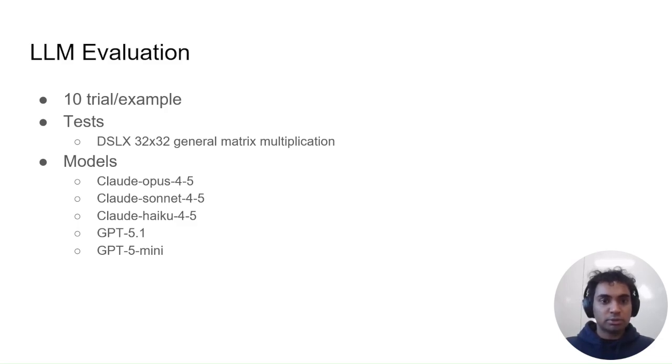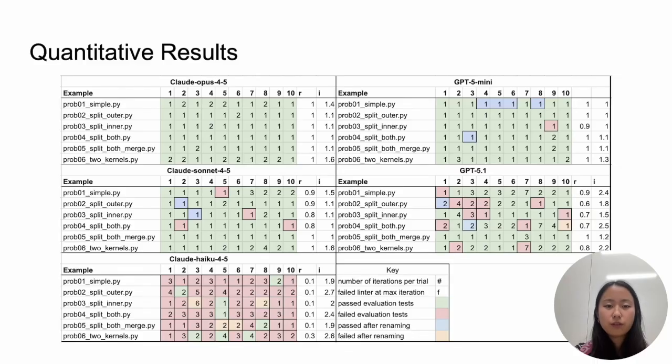We have a test suite which consists of DSLX matrix multiplication tests that evaluate the functional correctness of the produced output. These tests do not assess whether the appropriate optimizations were applied during the lowering. We evaluate 5 LLM models, 3 models from Anthropic and 2 from OpenAI. Here are the results for the 5 models.